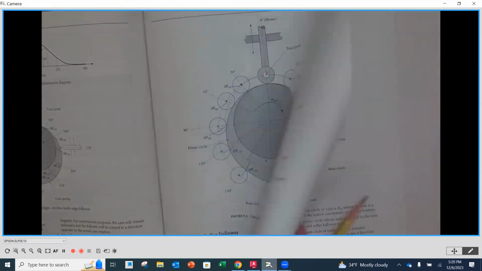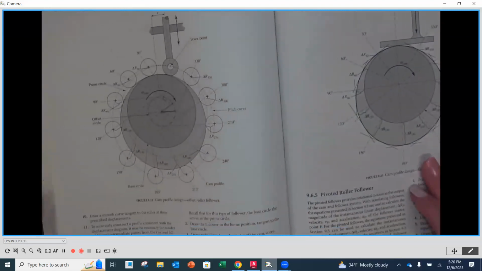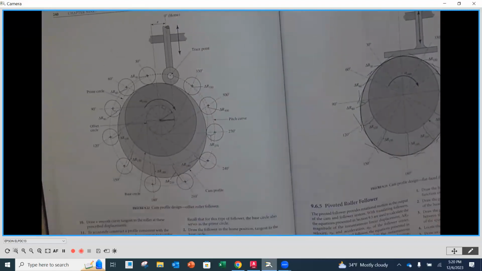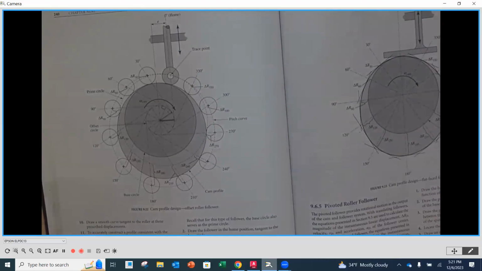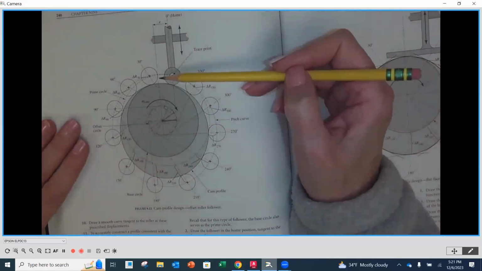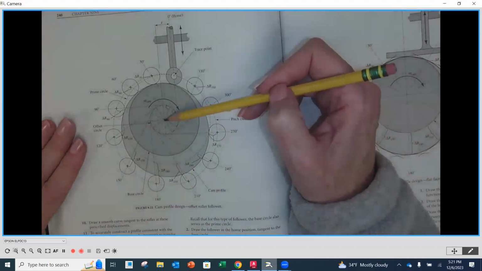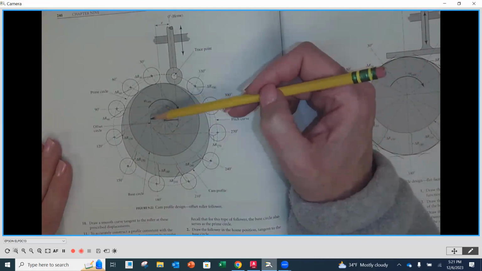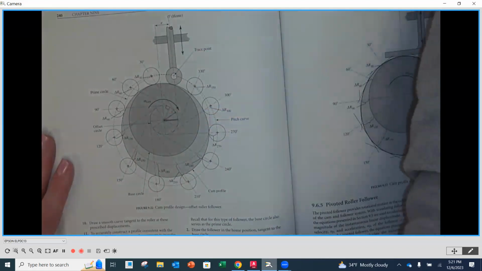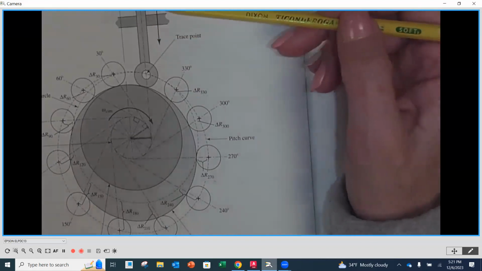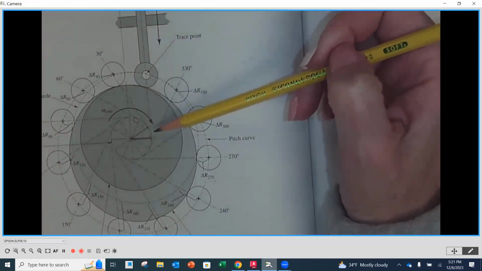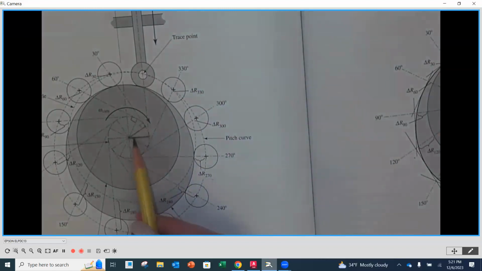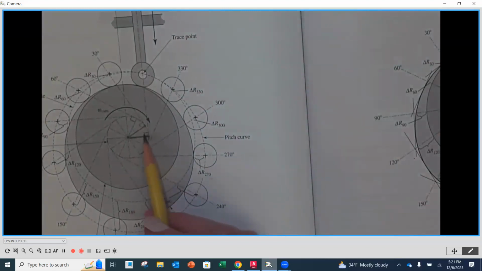The other homework assignment that you have is going to be laying out this one, which is an offset roller cam profile. Now here, there's just a little difference. You'll notice that we have our offset distance from the center of rotation. And then what we're going to be doing is creating what we call an offset circle. Now we're going to start with our 0 degrees here. That's going to be our first position. And that's going to be 90 degrees, or perpendicular, right here to the center of that offset circle.